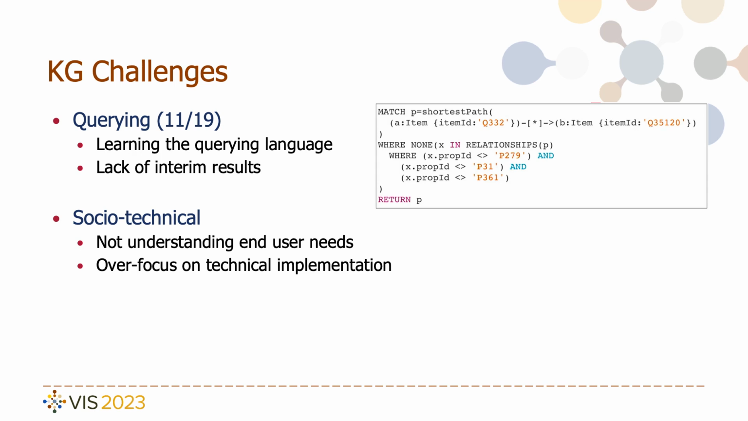Also, many querying systems don't offer interim results, and users can end up waiting many minutes for a slow or empty query that really disrupts their workflow. A final challenge we'll talk about is again not specific to KGs, but is socio-technical. Our participants have noted challenges with KG practitioners not fully understanding user needs or over-focusing on technical implementations at the expense of end-user benefits, or other organizational challenges of implementing KGs in practice.